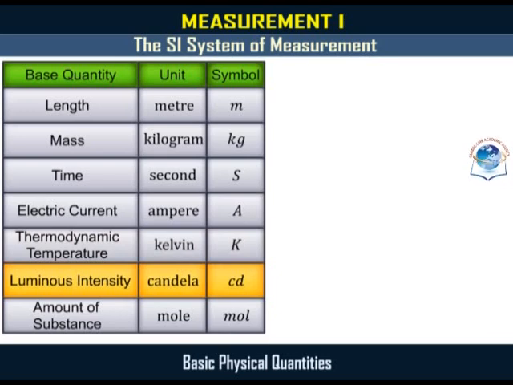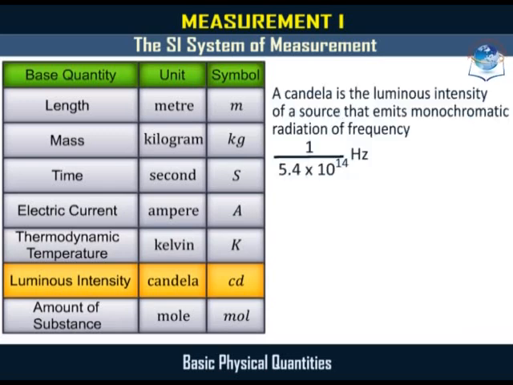Luminous intensity is measured in candela, denoted by the small letters CD. A candela is the luminous intensity in a given direction of a source that emits monochromatic radiation of frequency 5.4 times 10 to power 14 Hertz.